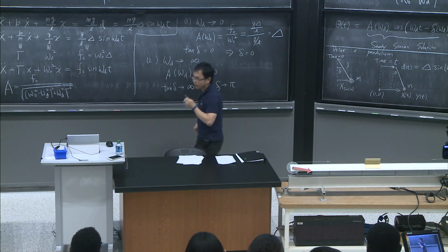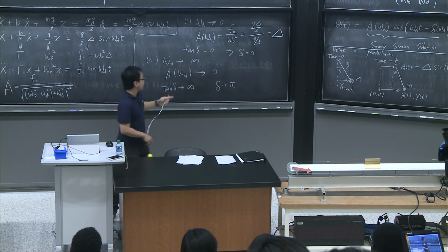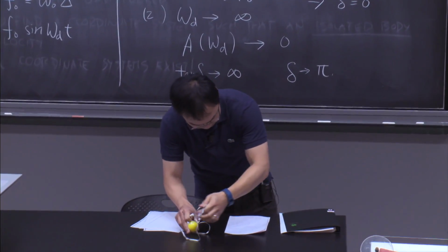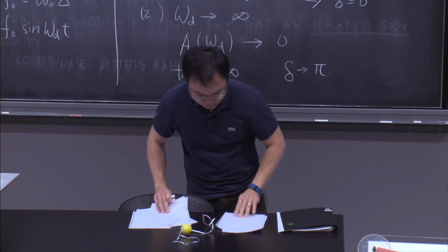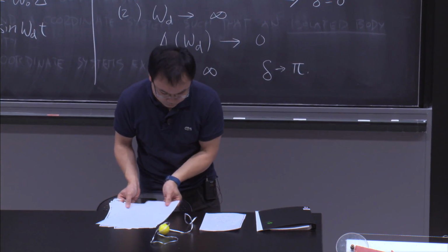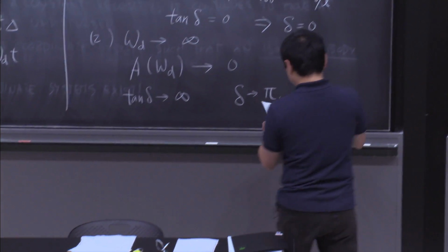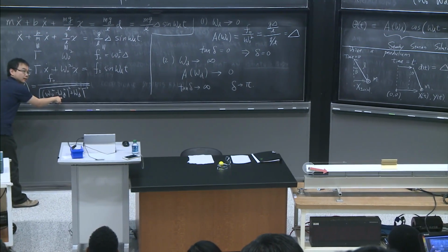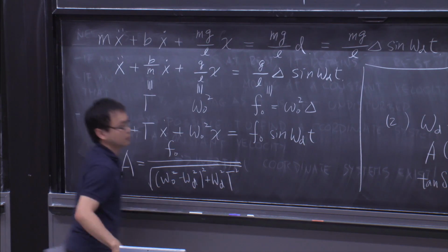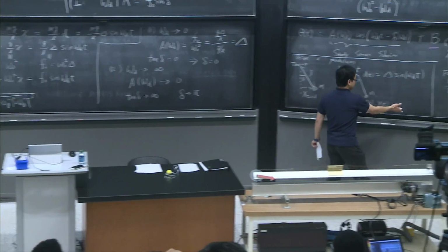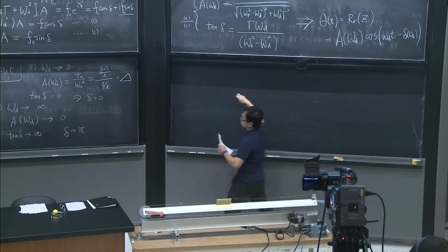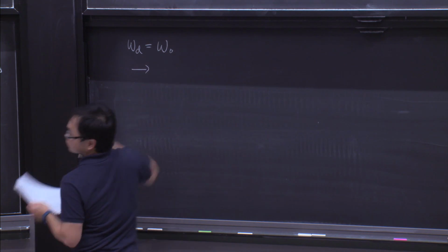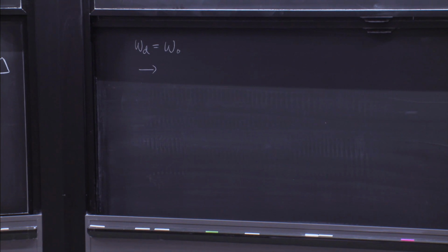Okay, so now I can calculate the amplitude A at natural frequency. What I'm going to do is plug in omega d equal to omega 0. So if I plug in omega d equal to omega 0, then what is going to happen? So this term will cancel, right?